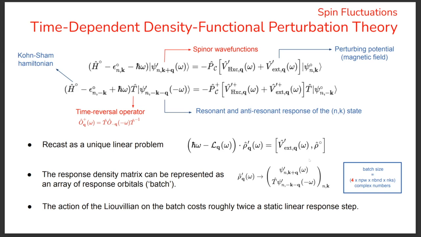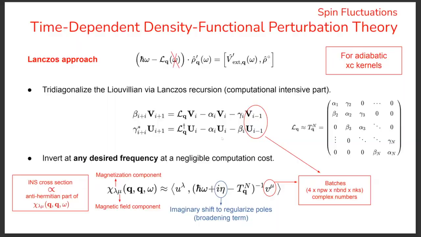The rest is identical to the charge susceptibility case. And so you can use the same technique. Again, we work with the adiabatic kernel, so we don't have frequency dependence. The Lanczos recursion is similar, but in this case, again, no time reversal symmetry, so we have to retain the alpha coefficient. And so we actually compute all the three diagonals of your tridiagonal matrix. Once you perform your Lanczos recursion, you have your tridiagonal representation of the Liouvillian. You can invert the system with Lanczos.